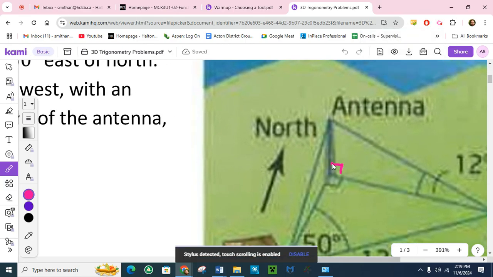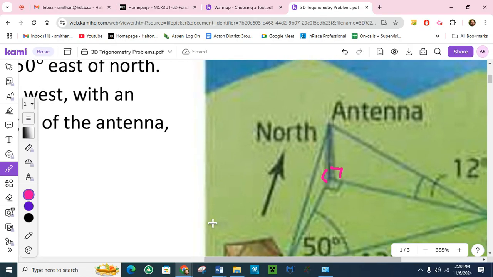I'm going to add a little right angle. That's a right angle triangle. And this is a right angle triangle too. This problem is composed of three right angle triangles. Our goal in this question is to find the height of the antenna.